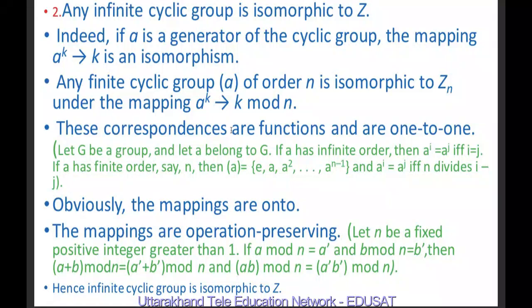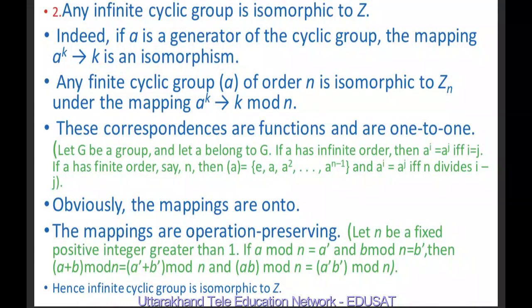These correspondences are functions and are one-to-one because we know that in a group, if a belongs to G and if a has an infinite order, then a^i is equal to a^j if and only if i equals j. And if a has a finite order, then the cyclic group is e, a, a square, up to a raised to the power n minus 1, and in this case a^i equals a^j if and only if n divides i minus j. Here a raised to the power i, a raised to the power j, and this is true only if n divides i minus j. Obviously the mappings are onto.